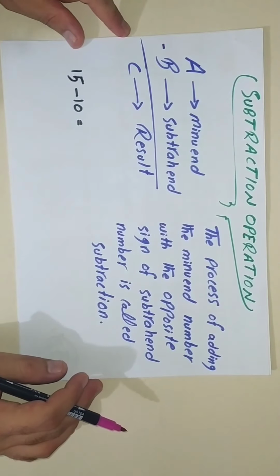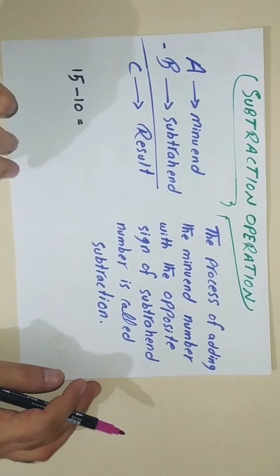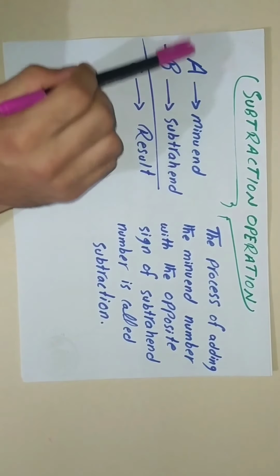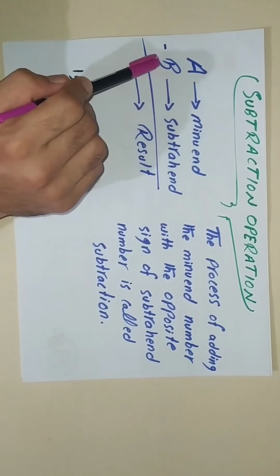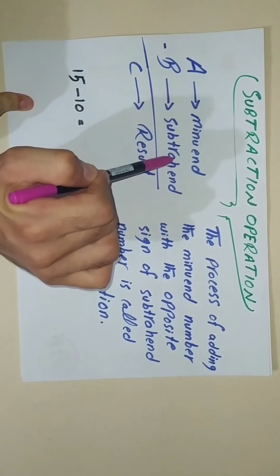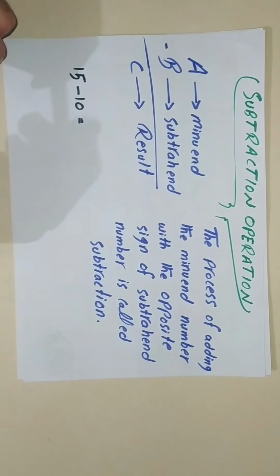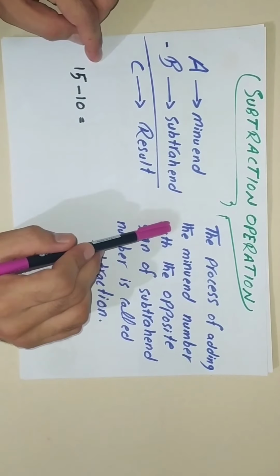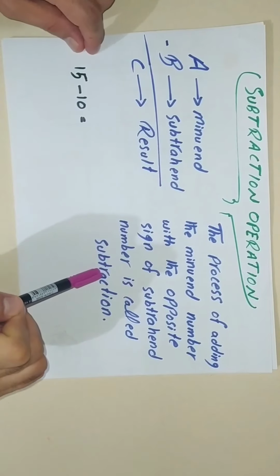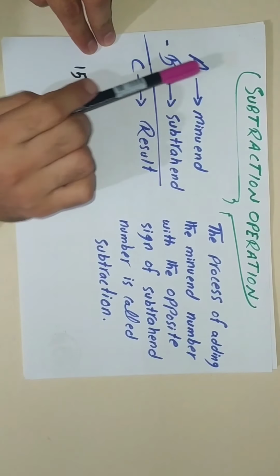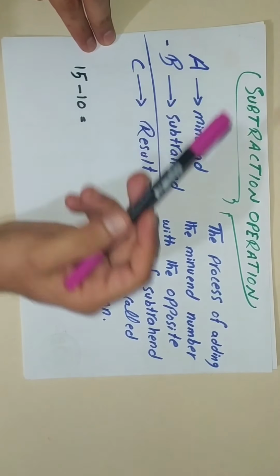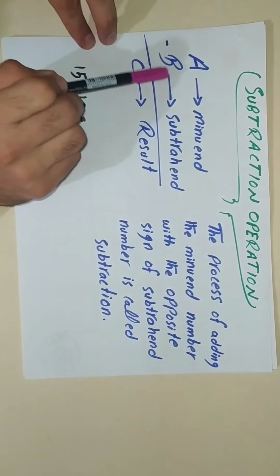Now it is another topic. It is the subtraction operation. These two numbers, A and B: A is called the minuend and B is called the subtrahend. In subtraction, the process of adding the minuend with the opposite sign of the subtrahend is called subtraction. This number is the minuend, this is the subtrahend. If we add the minuend with the opposite sign of the subtrahend, it is called subtraction.